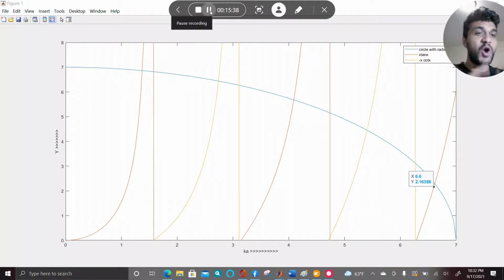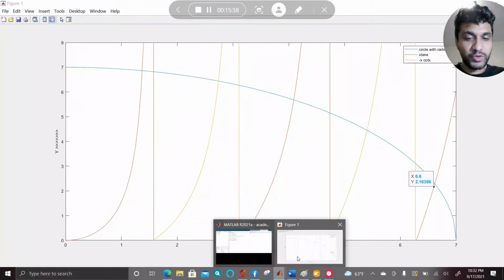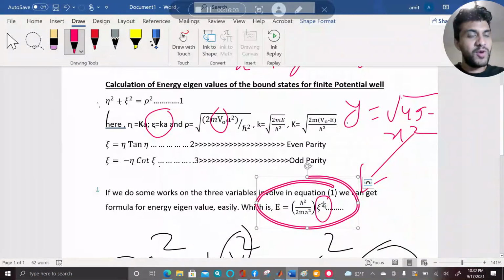Now we are clear on all the questions. How many energy states are possible? And what is the energy associated with the particle in that particular energy state for the given potential? So from this graph, you just have to pick up the x coordinate of the intersection point, and you have to go to the expression of energy here. The value of x coordinate is the value of Ka, and the value of K is the value of xi. That xi you just replace here. You can easily get the energy of that particular eigenstate.